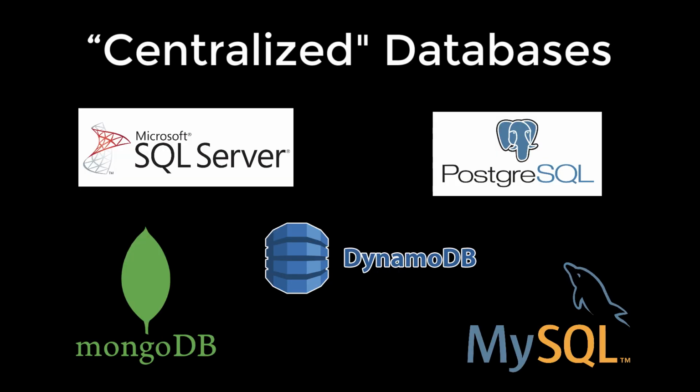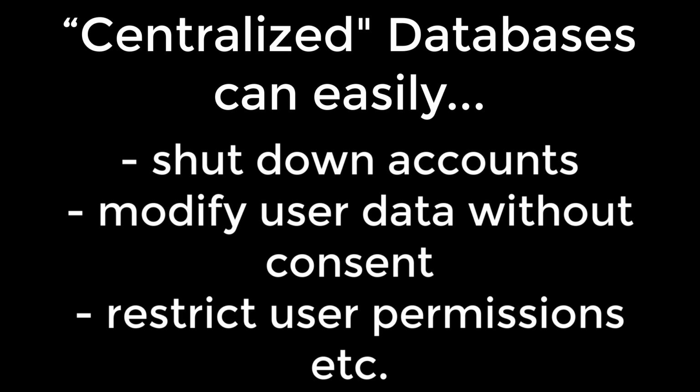Most databases found on the internet nowadays are referred to by the Web3 community as centralized databases because they allow the companies, and typically small groups of leadership at these companies, full reign to edit and read whatever data they want. This includes the ability to shut down accounts, modify user data without consent, restrict user permissions, etc. Users whose data resides on centralized databases typically have little to no transparency on the data that sits inside of them.